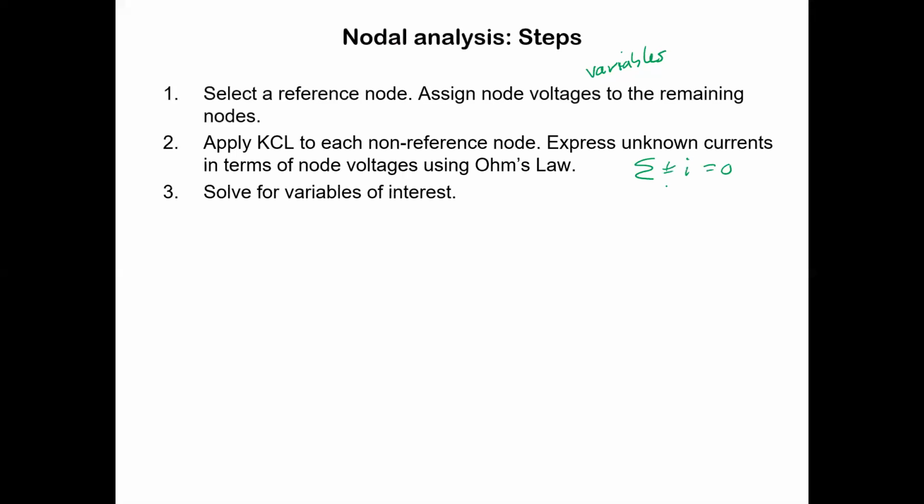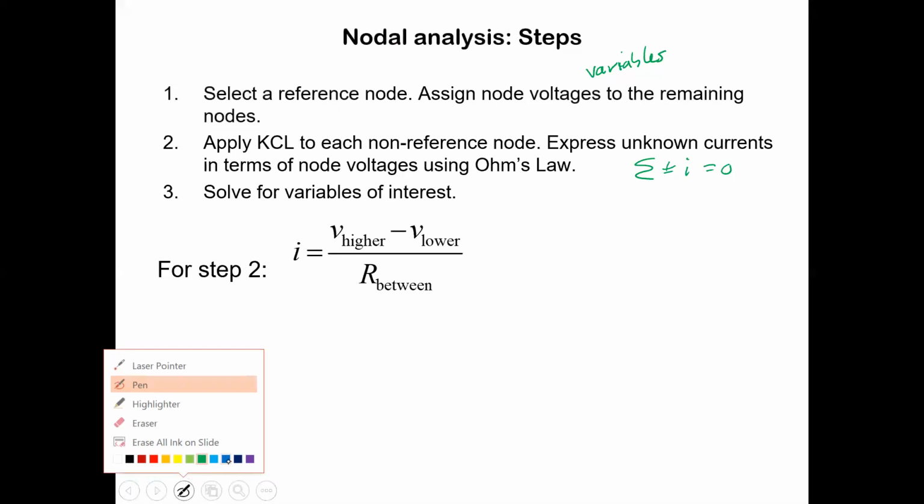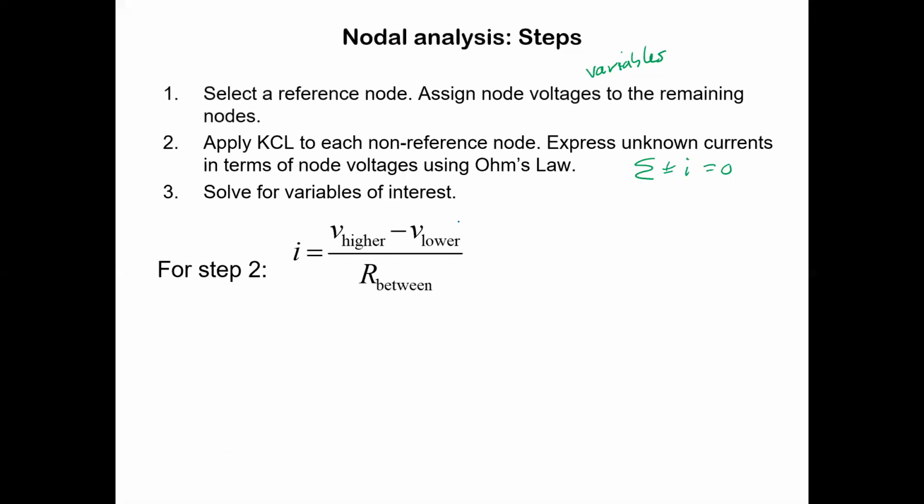Okay, and how does that step 2 work? How do you actually express unknown currents in terms of the node voltages? Well, for step 2, the current is the V higher minus the V lower divided by the resistance between. And this difference here is the element voltage.